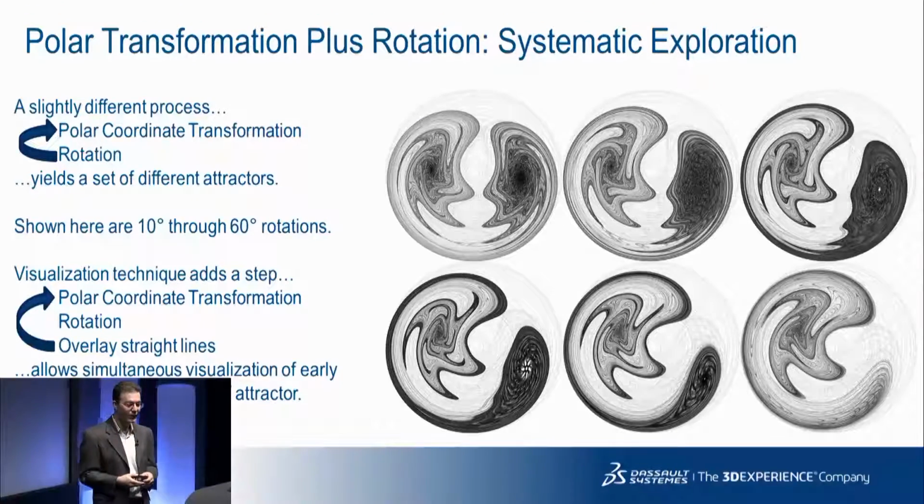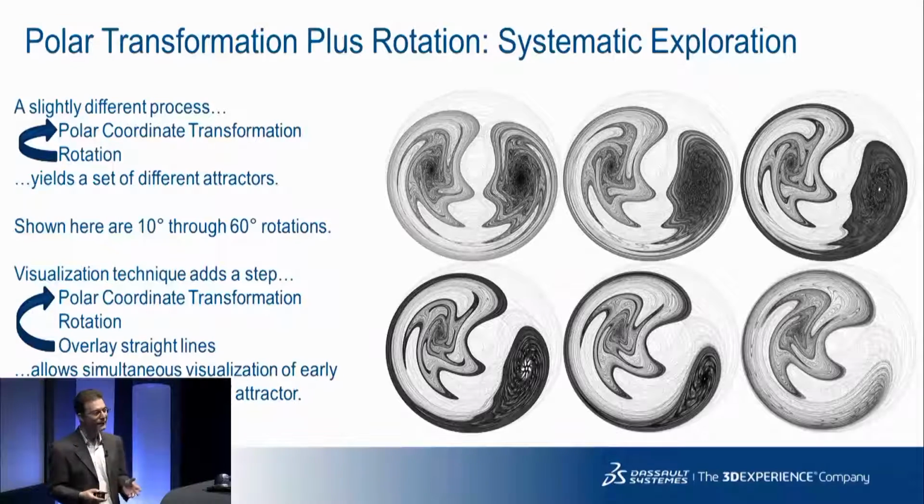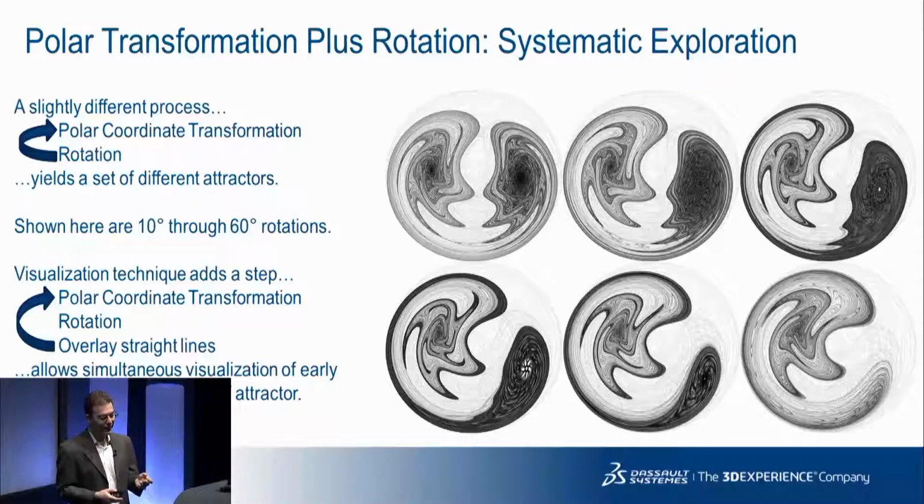And so shown here on the images are the application of 10 through 60-degree rotations as the rotation step in this process. Obviously, there's something else going on here as well. There's a visualization component to how this is being done. So in this case, we start with a set of vertical lines. We apply the polar coordinate transformation. We end up with, and this is a slightly different formulation than the original, but anyway. So we end up with circles, right?